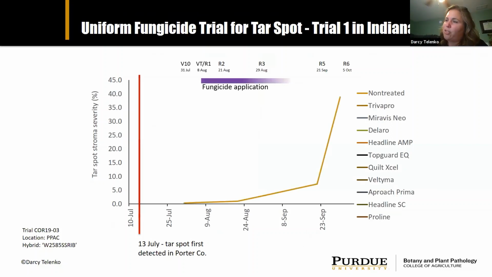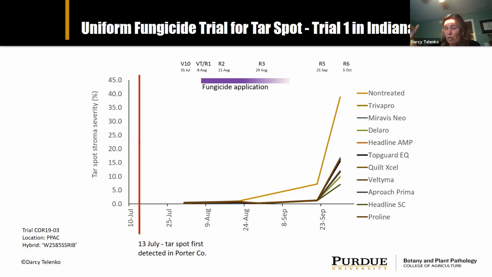And so here's our non-treated disease curve and then our fungicides. You can see the good news is all our fungicides shifted the disease curve down. But then at that point, just before the 23rd of September, just before R5, we start seeing the disease take off. The fungicides have run out of their activity, and tar spot begins to build up again.